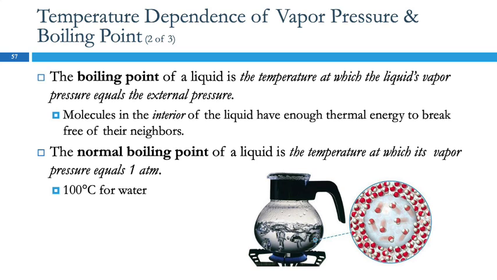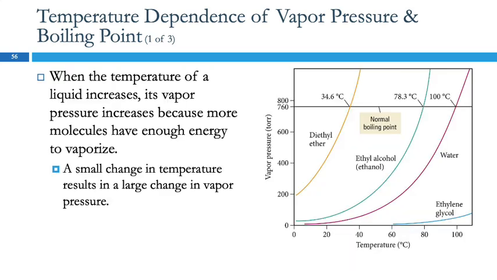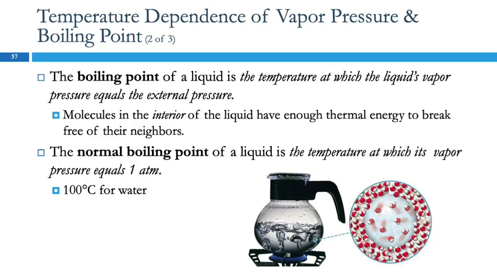So the boiling point of a liquid is the temperature at which the liquid's vapor pressure equals the atmospheric pressure. So if we go back to this graph, we see that water, its vapor pressure increases, and it gets to 760, 1 atmosphere, at 100 degrees Celsius. That's its boiling point.